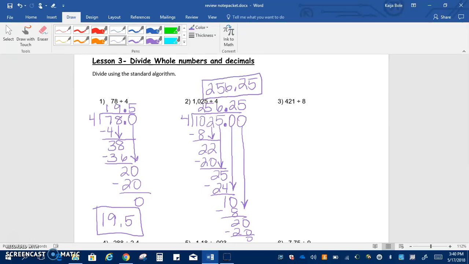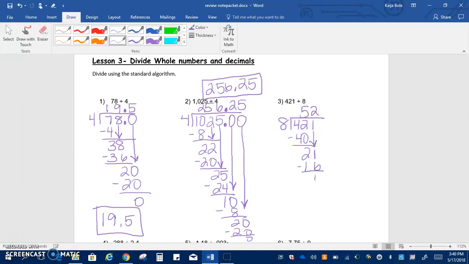Number 3, same idea here. My 421 is going to go on the inside. My 8 is going to go on the outside. So how many groups of 8 go into 4? That doesn't work. So how many groups of 8 go into 42? That would be 5 groups. So I subtract 40, and I'm left with 2. Bring down the 1. How many groups of 8 go into 21? 2 groups fit in. Subtract 16.